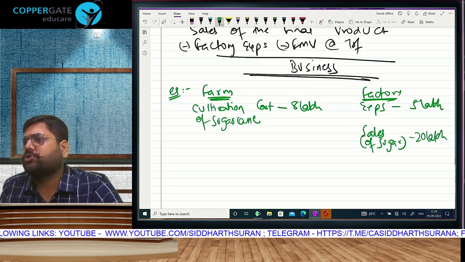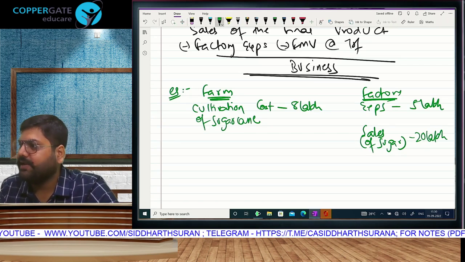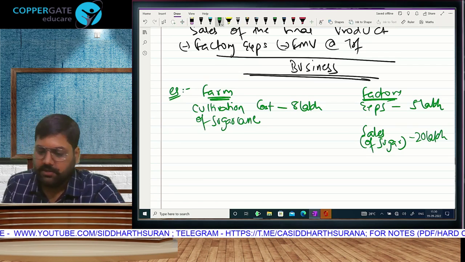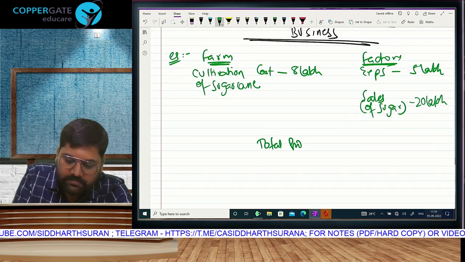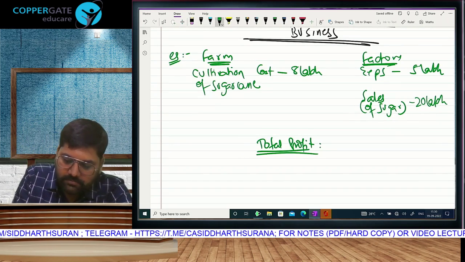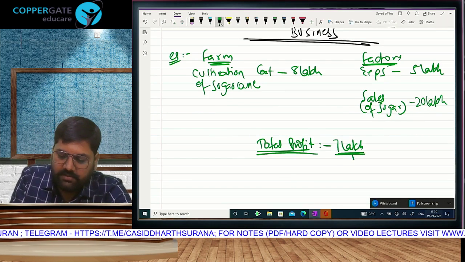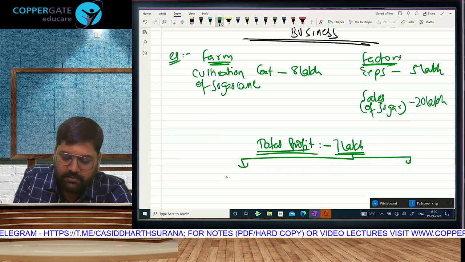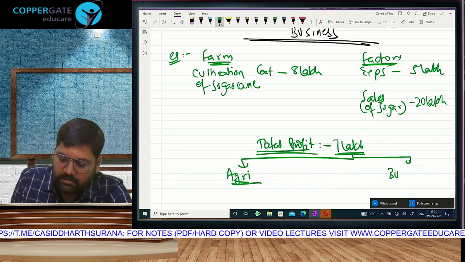If you make a stupid profit and loss account, credit side sales of 20 and debit side 8 lakh is your expense and 5 lakh is your expense. So don't do that stupidity. Directly give me the total profit. 7. Very easy. This 7 has to be split into how much is agriculture and what is the business.